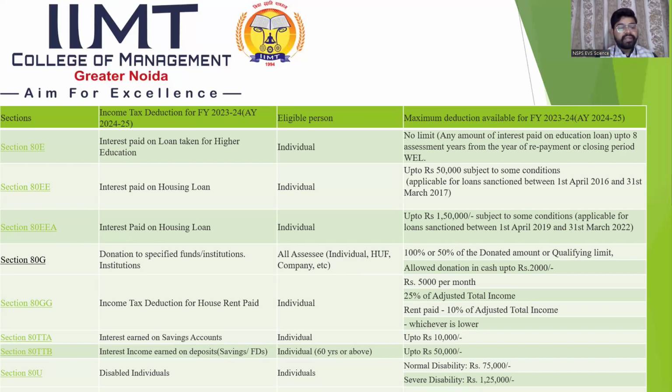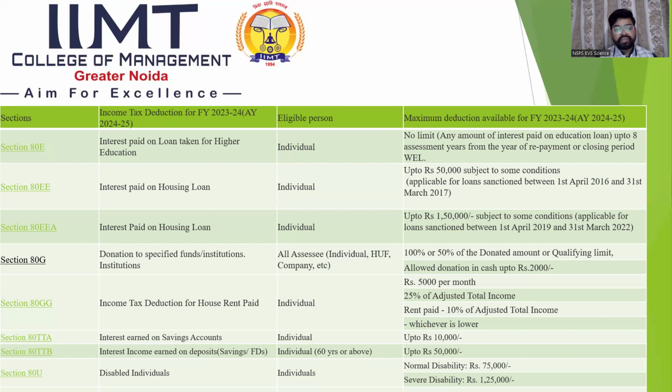The next section is 80TTA. Interest earned on savings accounts by the individual is exempted up to rupees 10,000 under section 80TTA. If any person has interest income beyond 10,000, then the part beyond that is taxable. The deduction is up to rupees 10,000 only. 80TTB section, interest income earned on deposits, savings, FD, for individuals 60 years or above. If any individual is aged 60 years or above, the deduction on interest is up to rupees 50,000.